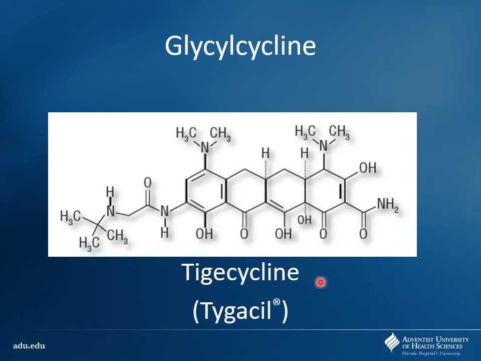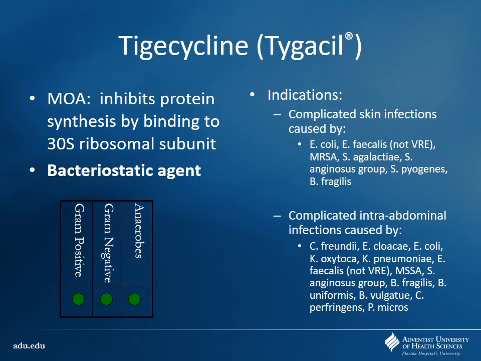Next, we have our tigecycline, or basically the glycylcycline, similar in structure to the tetracyclines, but with a lot different coverage, as we'll see here in just a second. Tygacil also has very good broad coverage, as we see with most of the other tetracyclines. We can use this for a lot of complicated skin infections or intra-abdominal infections. That's the main thing we'll be using it for.